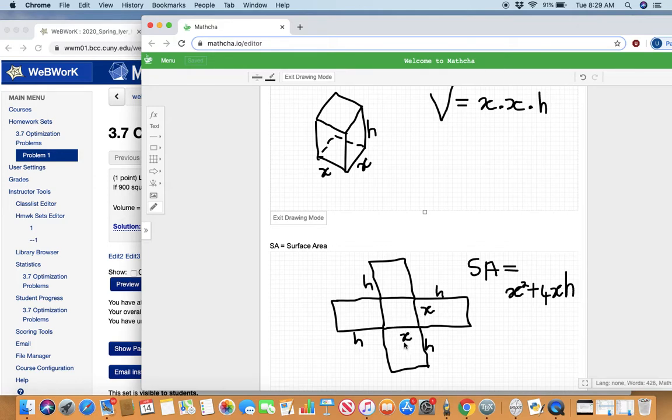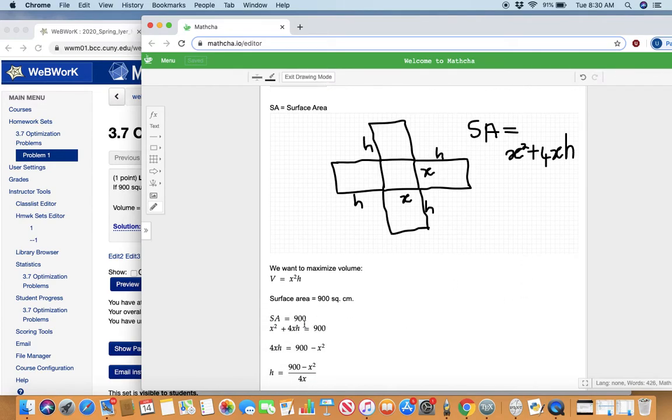The base is a square, so x times x, x squared. And each side is a rectangle. Length x, width h. So the height became the width when you lay it flat. For each side, length x, width h. So 4 times x times h. That's for each rectangle over here. x squared comes from the square. xh comes from each of the rectangles. So 4 of these. That is your surface area.